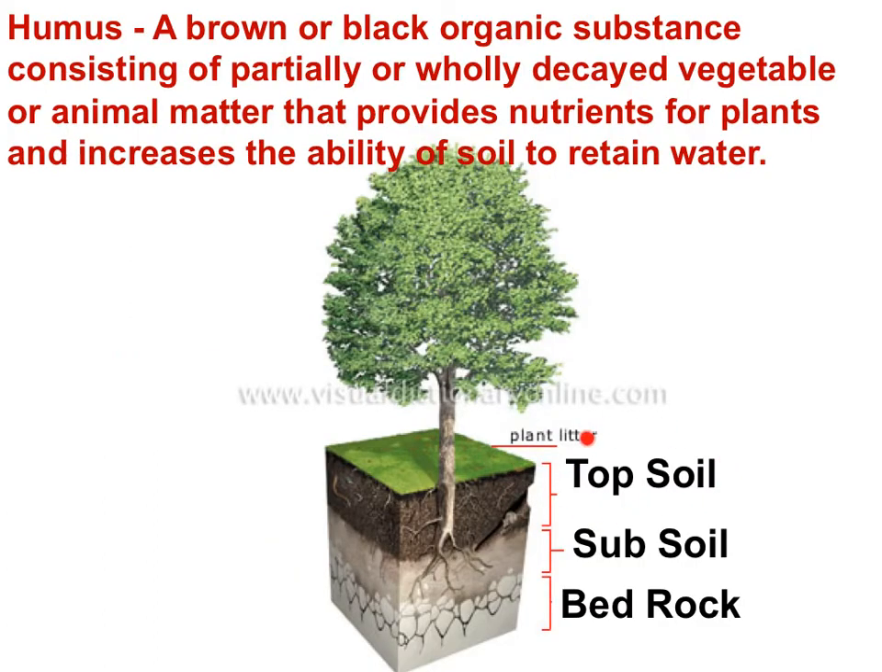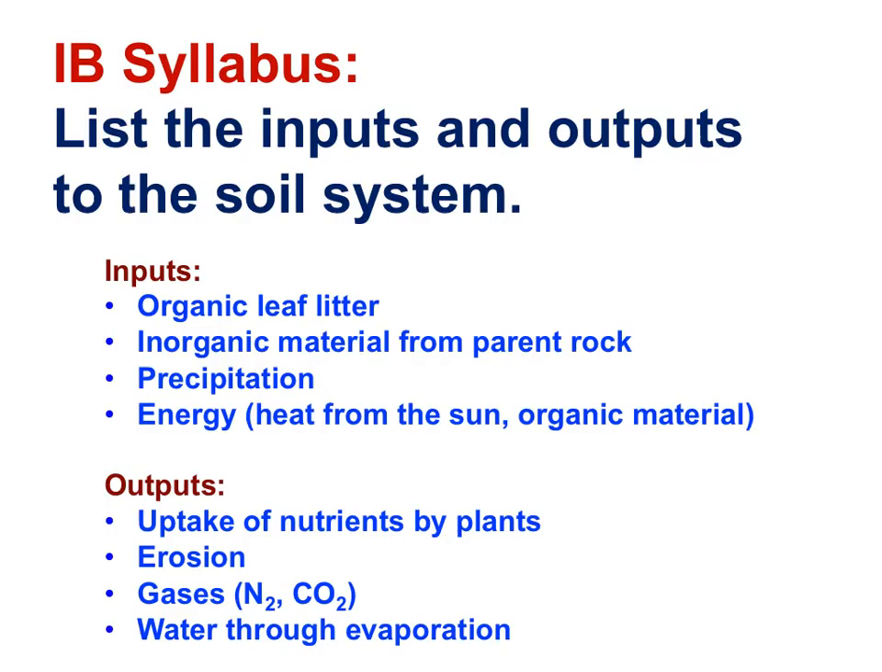Topsoil, depending on the location, consists of varying amounts of humus, which is a brown or black organic substance consisting of partially or wholly decayed vegetable or animal matter that provides nutrients for plants and increases the ability of soil to retain water. So while I've been hinting at the inputs and outputs of the soil system, here's the IB syllabus statement. List the inputs and outputs to the soil system.